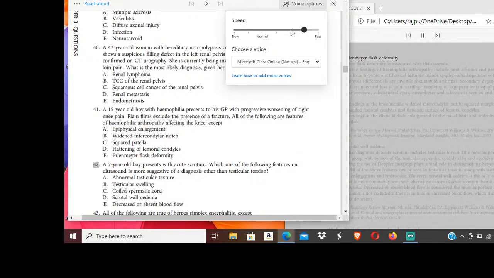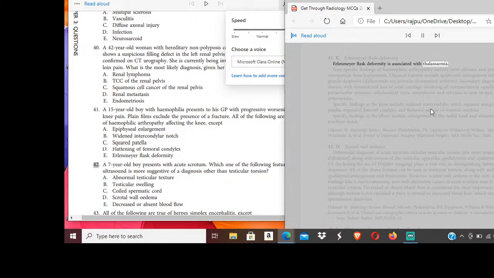Answer: E. Erlenmeyer-Flask deformity. Erlenmeyer-Flask deformity is associated with thalassemia. Nonspecific findings of hemophilic arthropathy include joint effusion and periarticular osteopenia from hyperemia. Classical features include epiphyseal enlargement with associated gracile diaphysis. Differentials are juvenile rheumatoid arthritis.